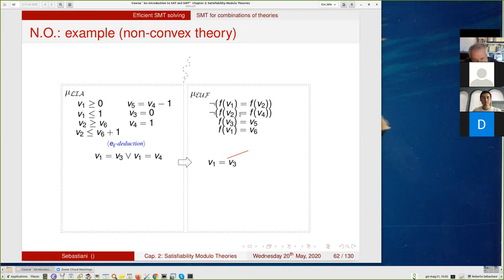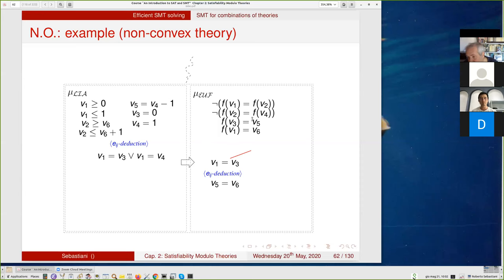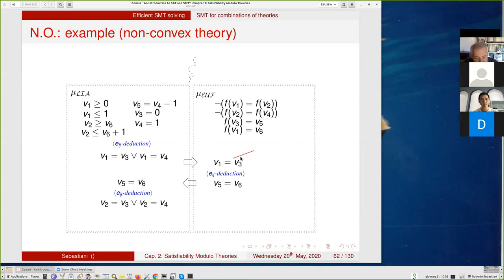Okay, but if V1 equals V3 here, then it can deduce that V5 equals V6. In this case, it passes back this information. But if V5 equals V6, then V5 is V4 minus 1, which means that V5 is 0. Whereas V2 is V6 plus 1. And if you know that V5 equals V6, this means that V2 is 1.